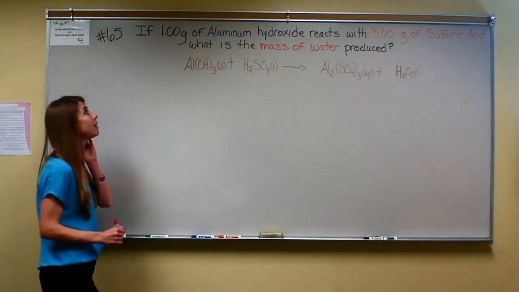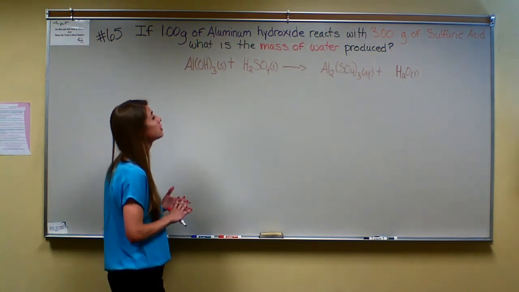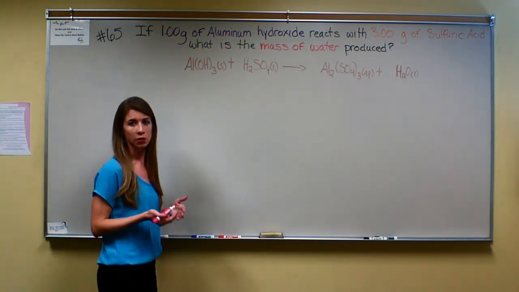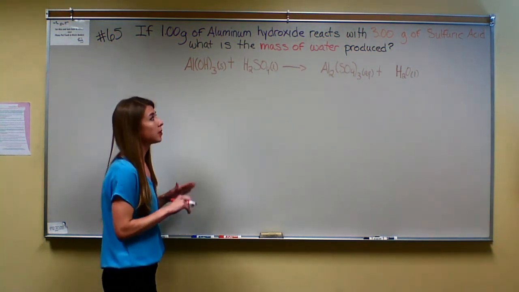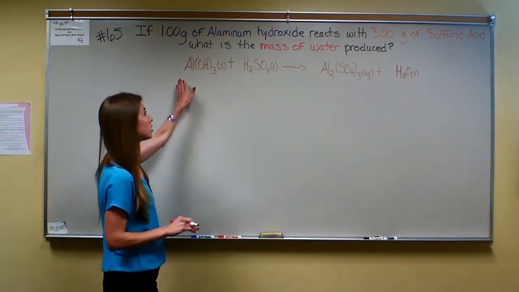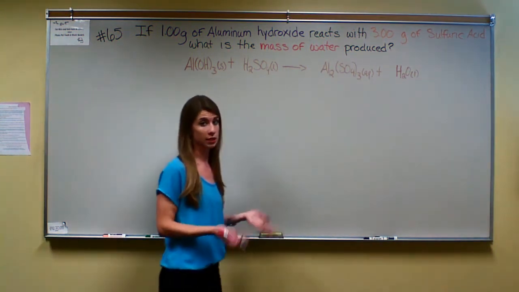Number 65: if 1 gram of aluminum hydroxide reacts with 3 grams of sulfuric acid, what is the mass of water produced? So again, we're looking for a limiting reagent, but before we can even start, we need to make sure that the chemical equation our book gave us is correct, which it's not.